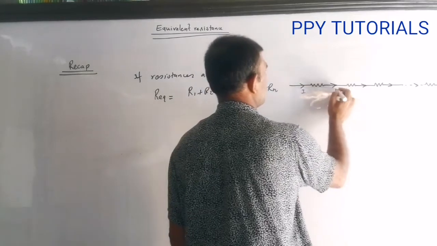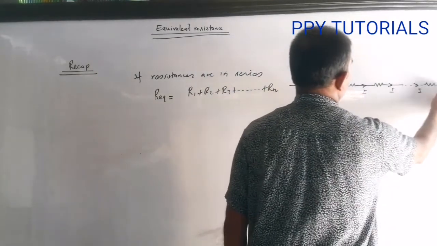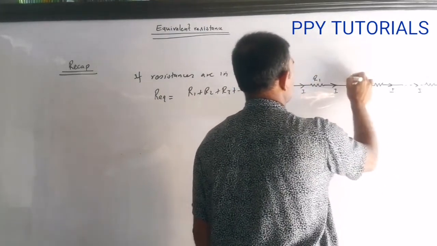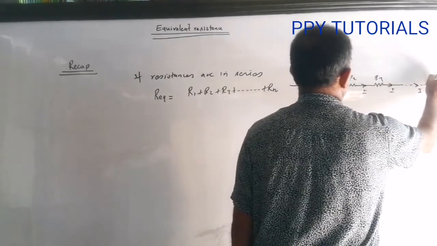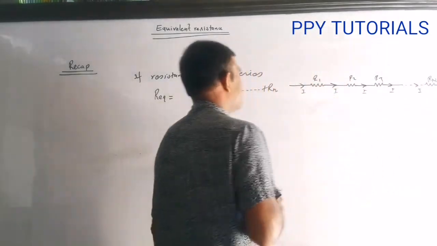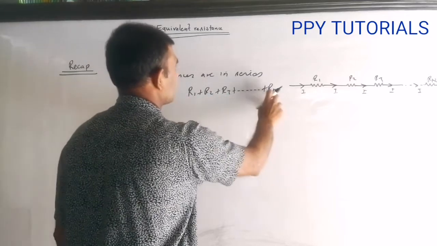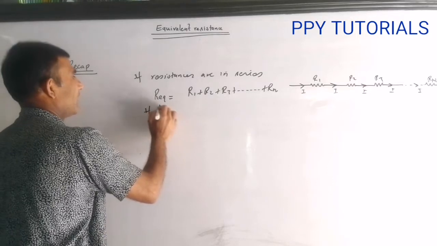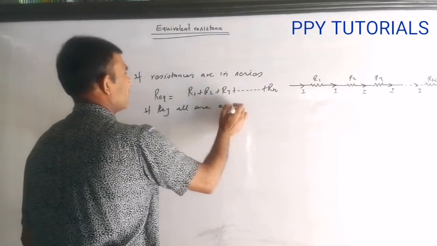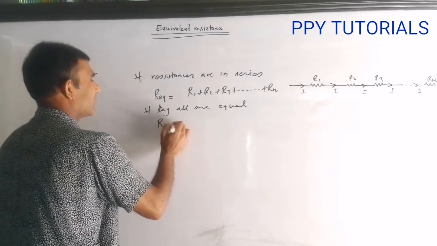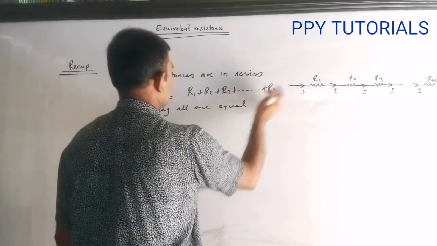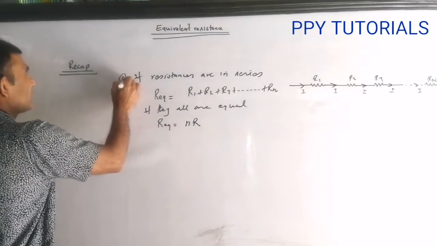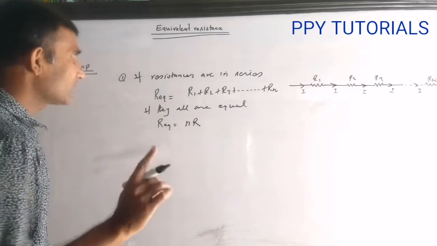See this, here is I, here is I, here is I, here is I. It means all resistors are getting the same current I, even though the resistances are R1, R2, R3 and Rn. So these are in series. In that case, just sum the resistances and you will get the answer. If they are all equal to R, then very easily you can say n times R, so you get nR. So if resistances are in series, you will use this formula.